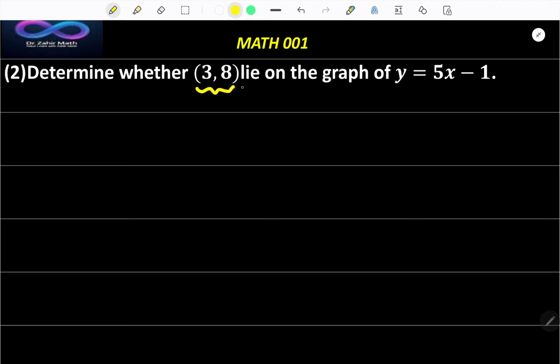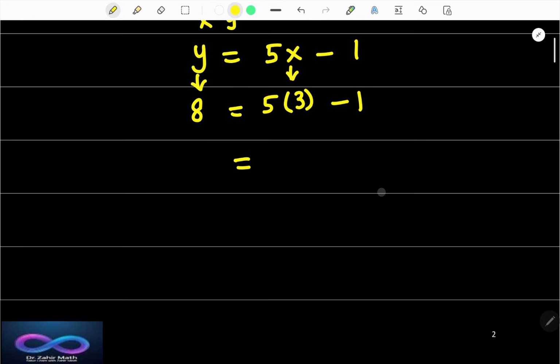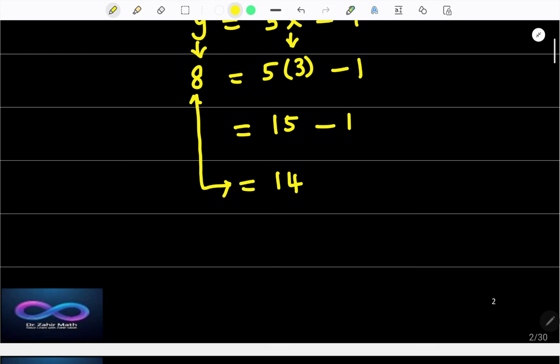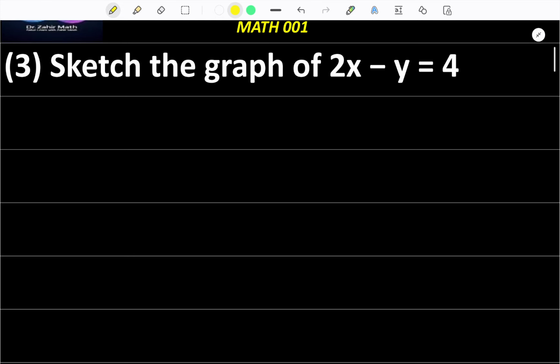Determine whether (3, 8) lies on the graph y = 5x - 1. This is x and this is y. Y is equal to 8 and x is equal to 3, so 5 times 3 minus 1. 5 times 3 is 15, minus 1, which is equal to 14. Is this number equal to this number? No. So we write the answer no. The point is not on the graph of the equation. Clear? Right. Let's go to the next question.